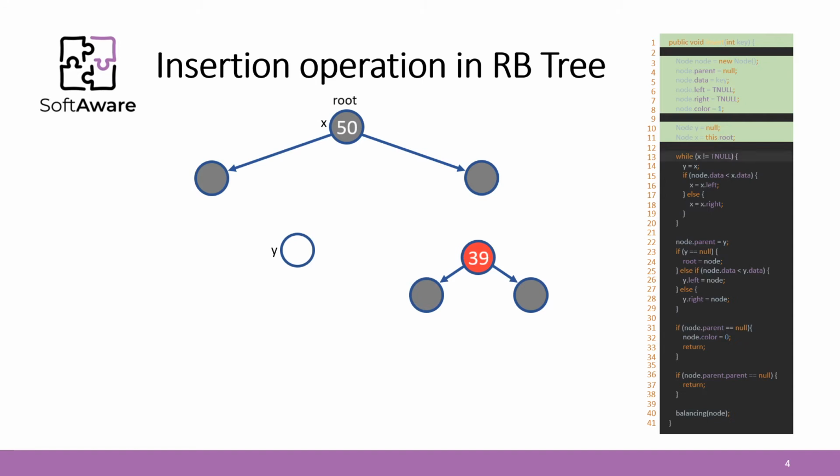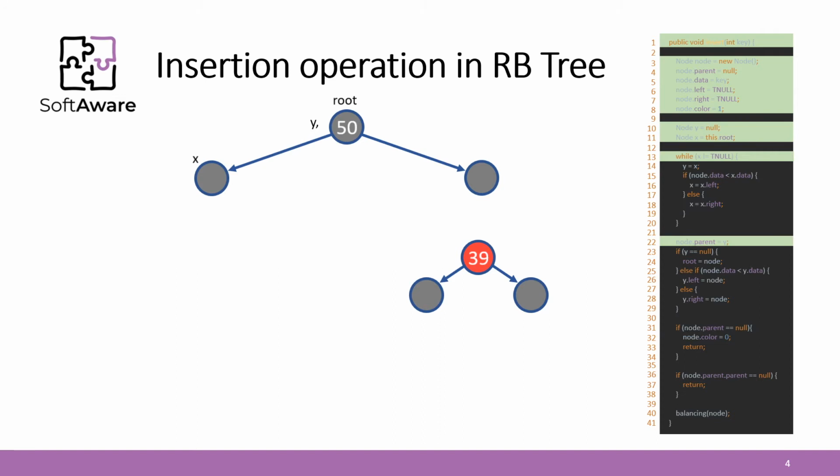This time x is not equal to tnull, so we go through the while loop and make y equal to x, where later on node.parent will be equal to y at line number 22. So next, same if check as in every binary search tree implementation to determine whether the inserted node will be located at the left or at the right subtree. At the next iteration, x will be equal to tnull because root.left was equal to tnull, so we skip the while loop and get to line number 22.